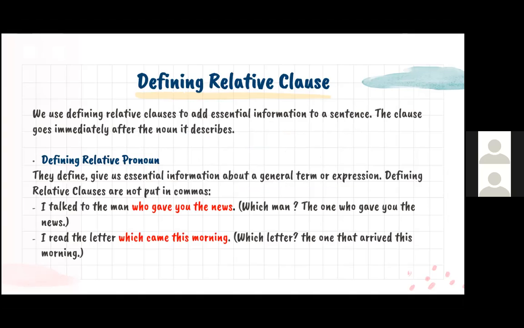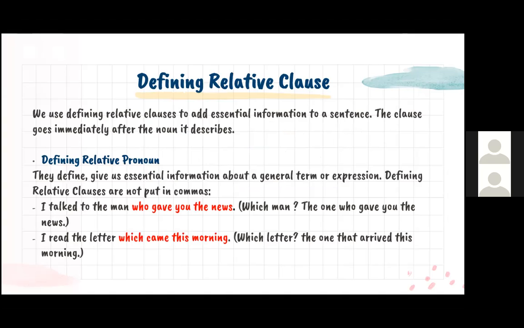Defining relative clause. We use defining relative clauses to add essential information to a sentence. The clause goes immediately after the noun it describes. Defining relative pronouns define, give us essential information about a general term or expression. Defining relative clauses are not put in commas.